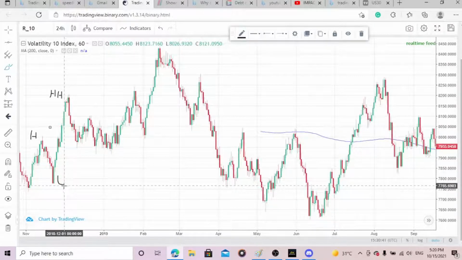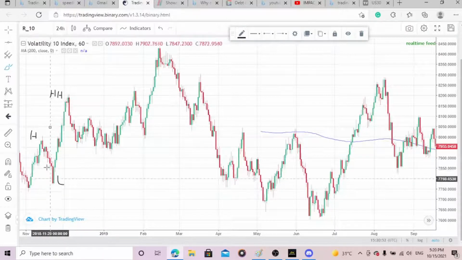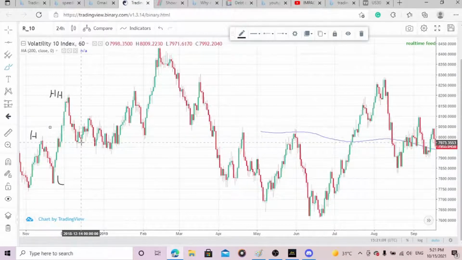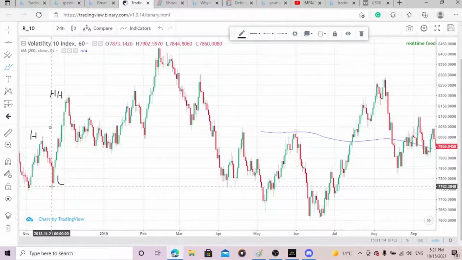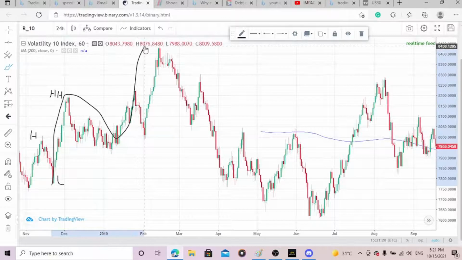All right, so as we discussed in the previous video, we explained market structure. We explained how the nature of the market is to create higher highs, higher lows, lower highs, and lower lows. The market always breaks those highs or lows and comes back to test the broken low or high. So we explained that the nature of the market is to create an impulse, pullback, impulse.